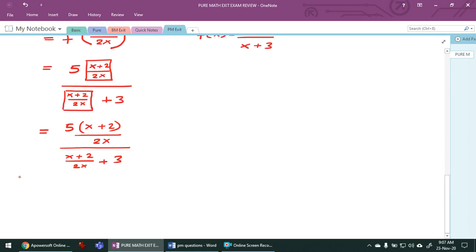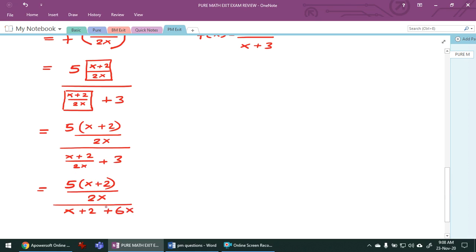Okay, now what will we write? On the top there is no change, 5 into (x + 2)/2x, divided by this. You have to cross multiply, so you should write 3 into 2x. So x + 2, there is no change, plus here you can write 3 by 1, then 1 into x + 2 is the same x + 2. Now 3 into 2x is 6x.